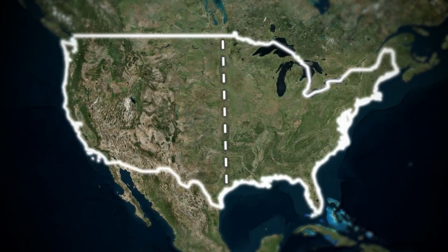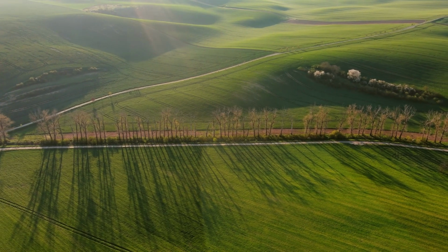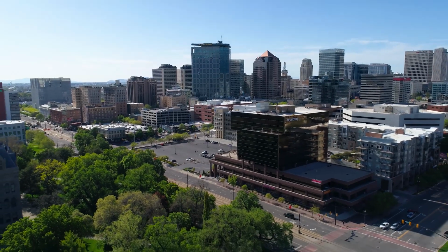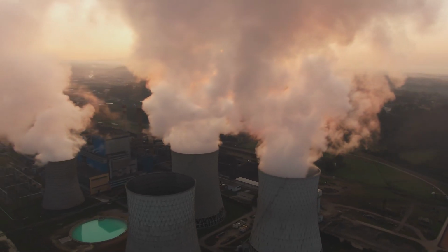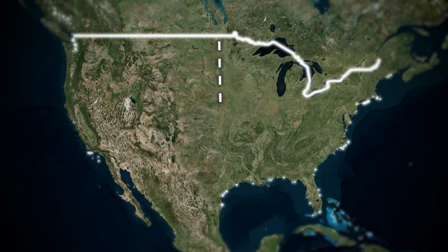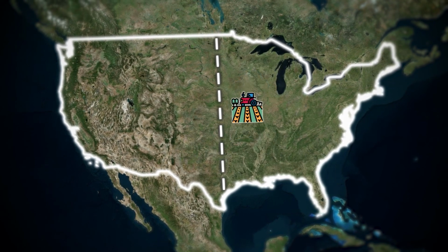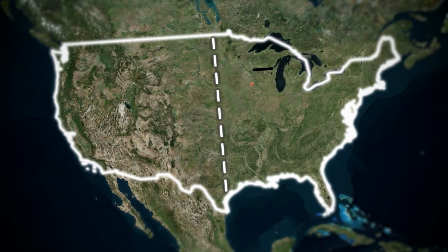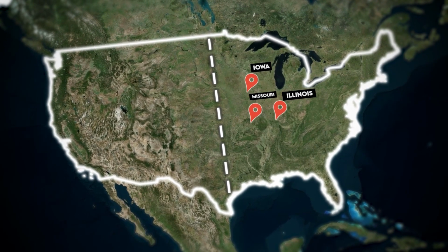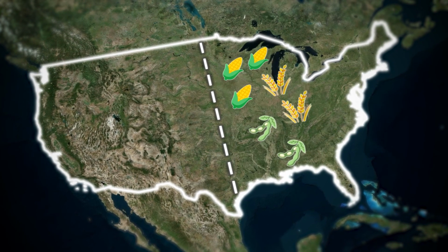The 100th meridian didn't just divide landscapes. It built the foundation of America's agriculture, economy, and infrastructure. It shaped where farms could thrive, where cities would rise, and where industries would take hold. Without it, the country's development might have looked very different. East of the line, steady rainfall and fertile soil made large-scale farming not only possible, but inevitable. Iowa, Illinois, and Missouri flourished as agricultural powerhouses, producing the corn, wheat, and soybeans that would feed the nation.